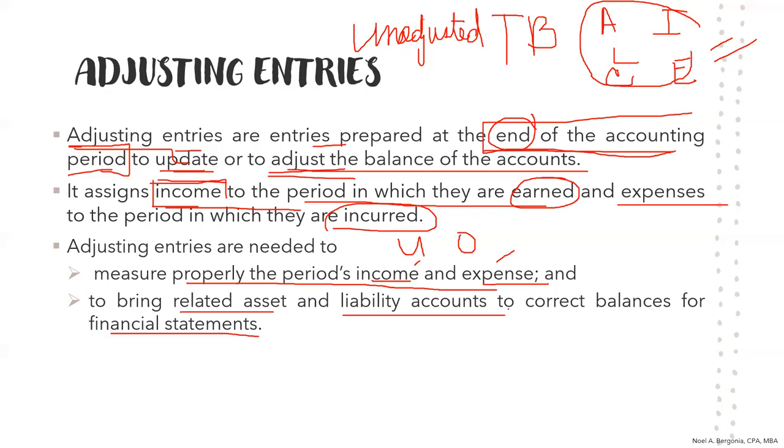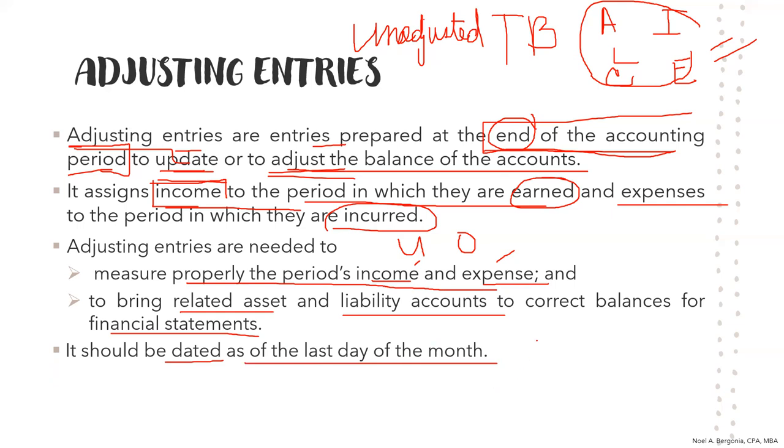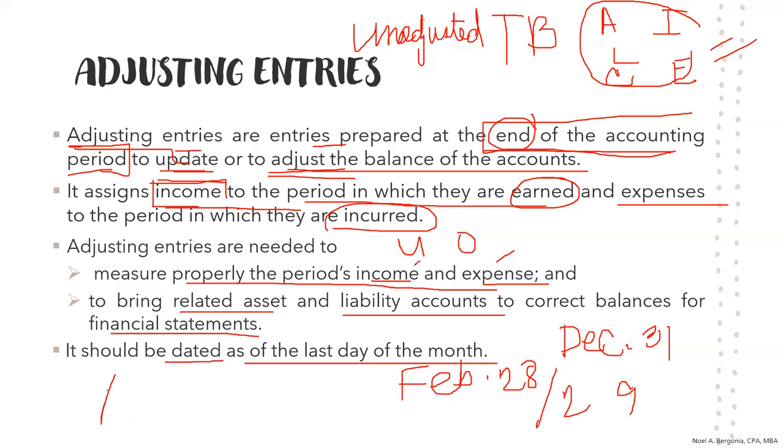And finally, for this slide, please make sure that you understand that adjusting entries are prepared at the end of the reporting period and they should be dated as of the last day of the month. So kung last day of the month nung ginagawa natin is 31, let's say December, so dapat ang adjusting entries are dated December 31. Okay, so if it is, let's say, February, kung hindi naman leap year, then it should be dated February 28. So pag leap year yung taon na covered nung ating prepare na financial statement, then it should be dated on the 29th. Okay? At saka yung mga months which has 30, then it should be 30. So please make sure that you understand ha, the date or the end of the month natin.